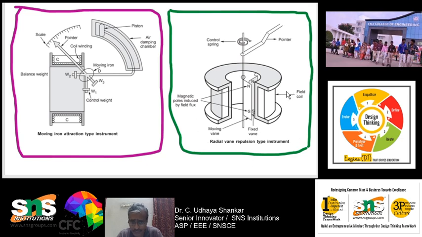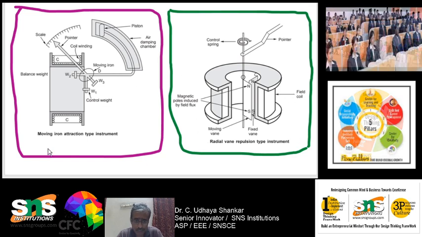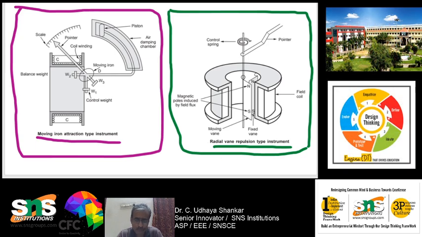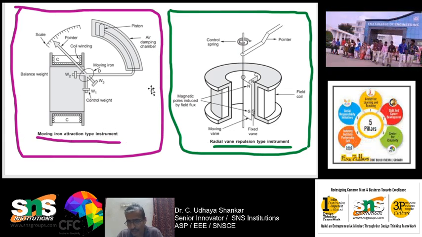It has a different construction when compared to the attraction type. Here you can see that this is the moving iron attraction instrument, and this is the radial vane repulsion type. These repulsion type instruments are again classified into two different types, but here we will discuss only the radial vane type. First we will discuss the moving iron attraction type instrument, which is in violet color, and then the radial vane repulsion type instrument, which is in green color. Let us go one by one.